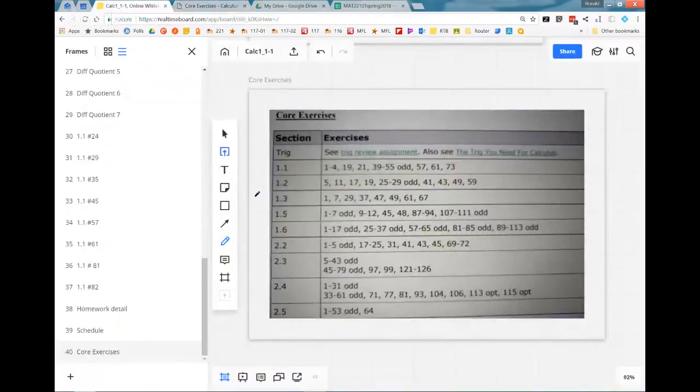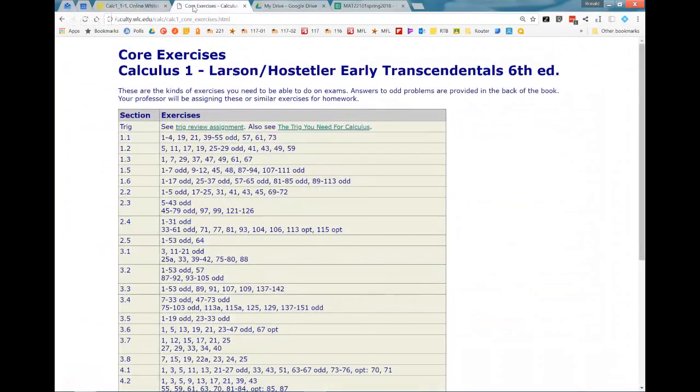I've got that copied right here. This is your assignment for lesson 1-1. It should be mostly review, but you may need to go back and do some review. Also, at the top of the core exercises, there are 2 links. You have to go to the website to see that. When you're back here, you can click on these.